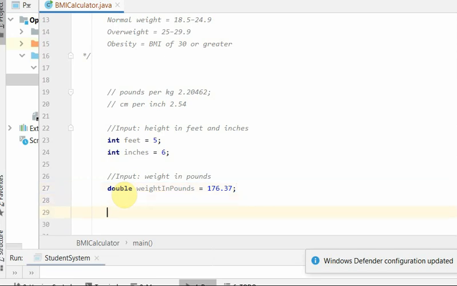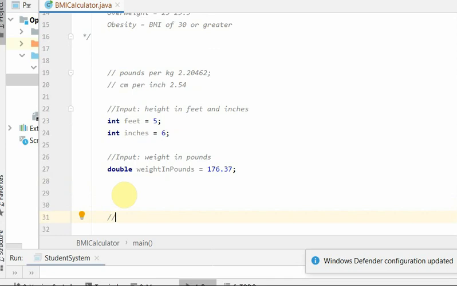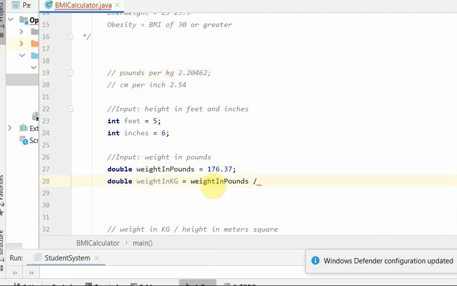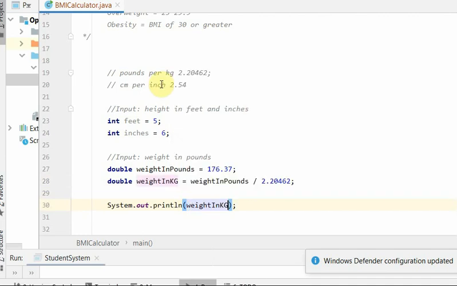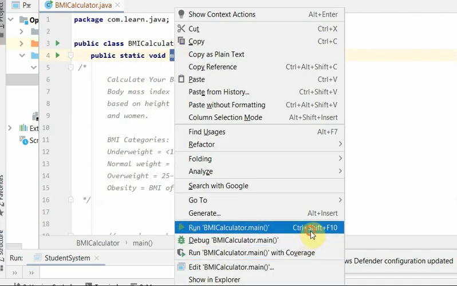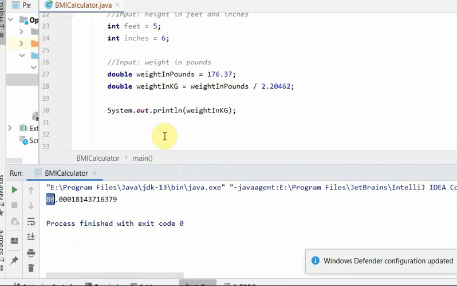So what is the formula for BMI? The formula for BMI is weight in kg divided by height in meters squared. So first we need to convert the weight into kgs. Let's say double weight in kg. How do we convert weight into kg? We need to know the pounds per kg: the weight in pounds divided by 2.204. Let's print this to see if it's correct. Yeah, that's accurate. It's almost 80 kg.